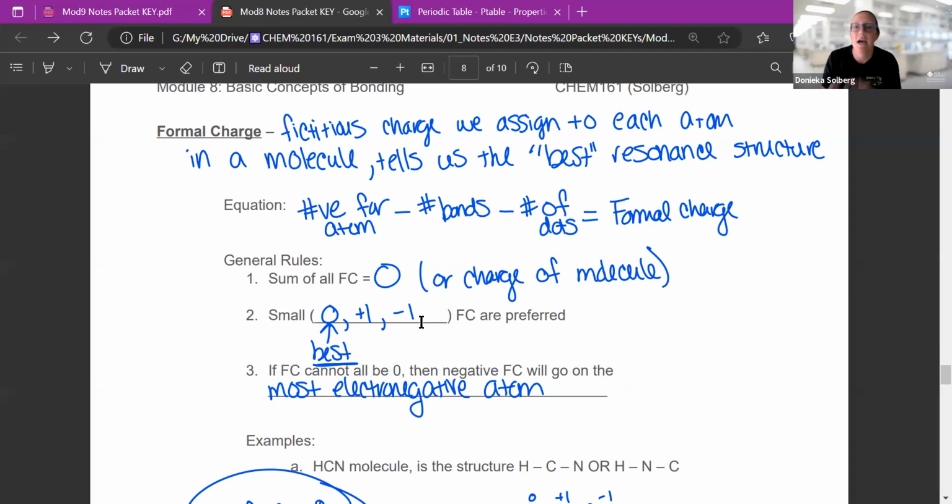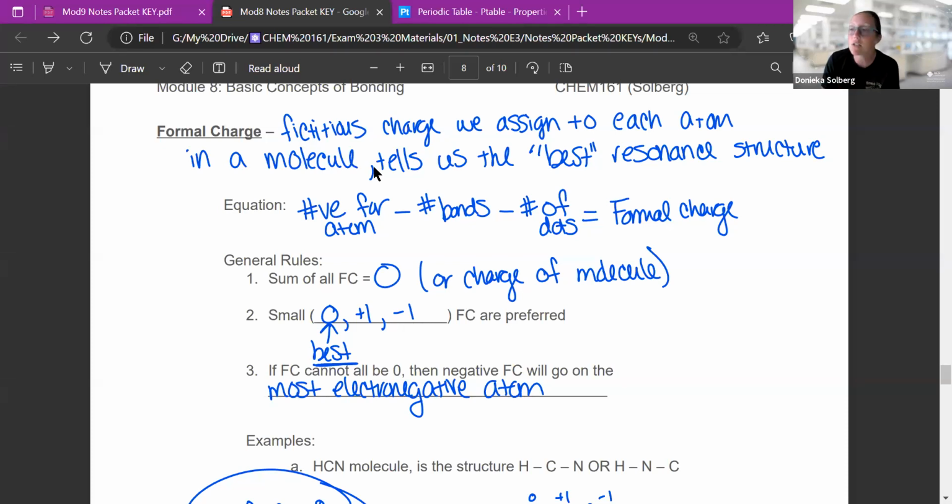0 is the best. And then the next best would be +1 or -1, and then +2 or -2. You really don't want to have big formal charges. Okay, that's a really unstable atom. If you have a structure where all the formal charges are 0, that's the best structure.